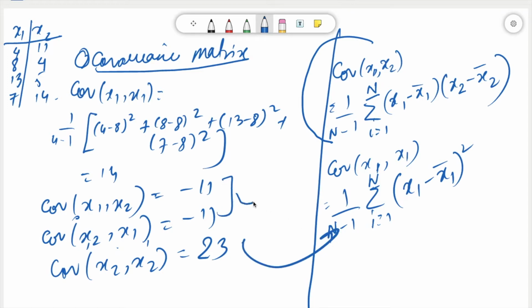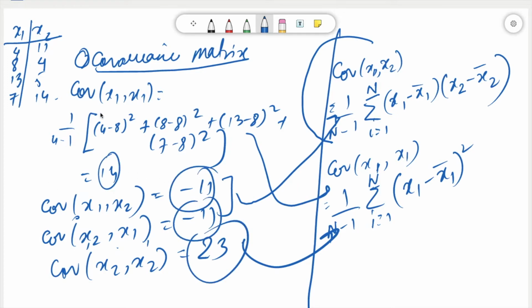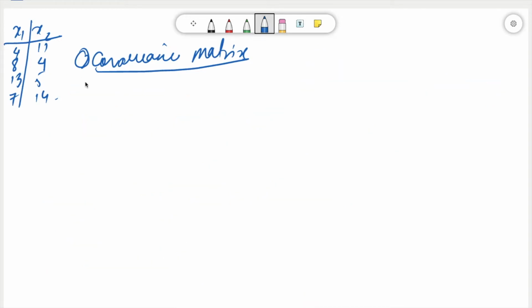After calculating this, you will get this as output: 14, minus 11, minus 11, and 23 as the covariance of each ordered pair. Our covariance matrix is 2 cross 2. This is a square matrix, equal to the number of features. So we have 2 features, so 2 cross 2.